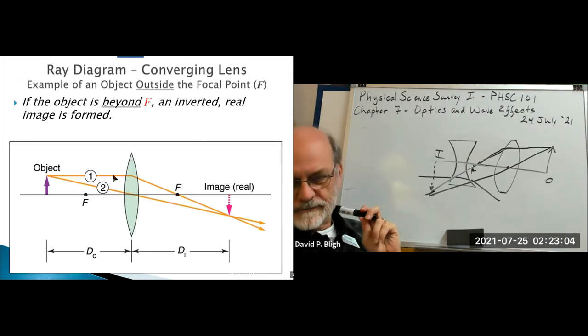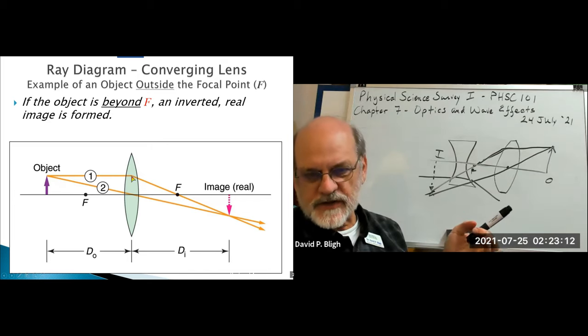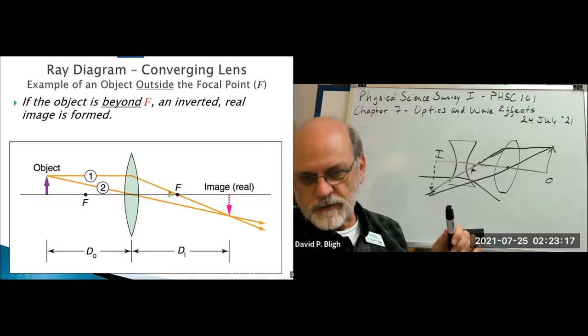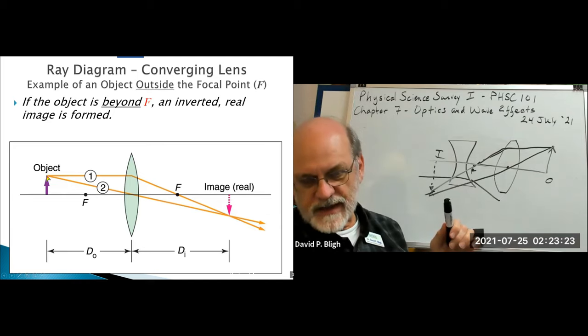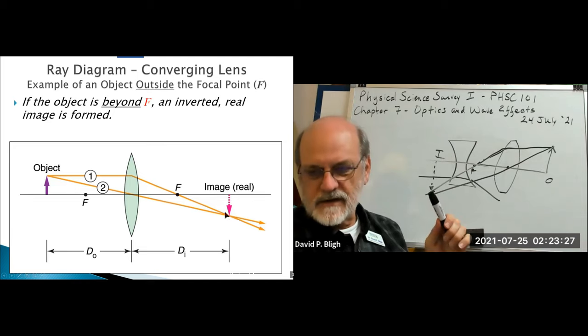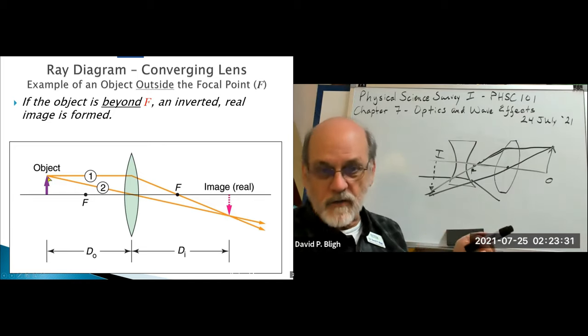Here's our example. There's the object, this light beam, and for convenience, we usually draw the parallel light beam until it reaches the center of the lens, and then we angle it toward the focal point. And then we have this one that goes straight through the center of the lens from that same point, and where they meet is the tip of the arrow, the opposite of where we started.